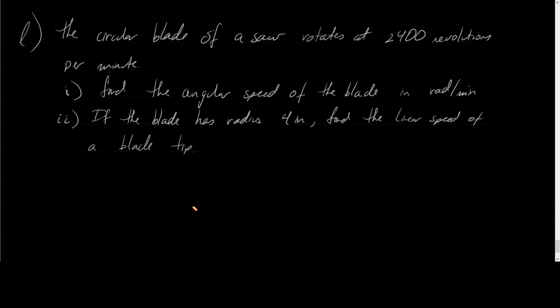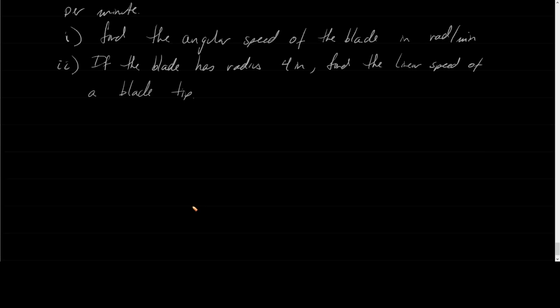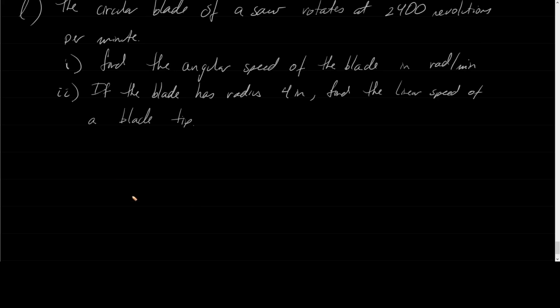All right, so let's go through this problem. We have a circular blade of a saw that rotates at 2400 revolutions per minute. So what is that saying? That's saying that we have essentially this circular saw, and I'll make it look like a saw by putting all these awesomely drawn blades. Look at that. What I do for the sake of accuracy.